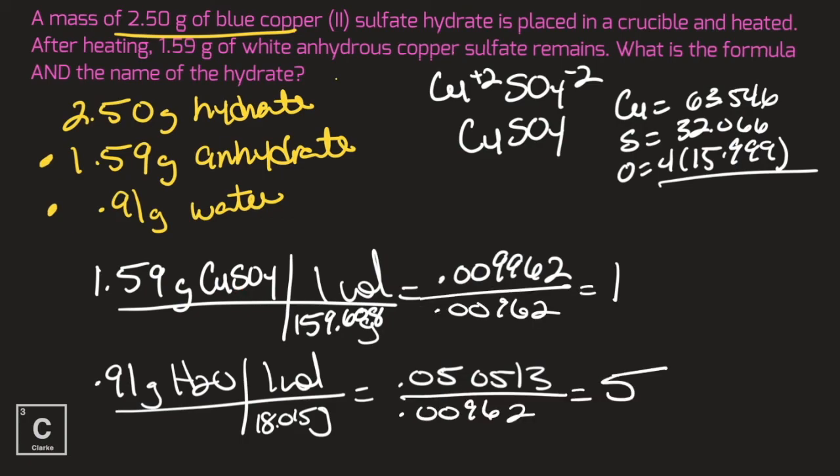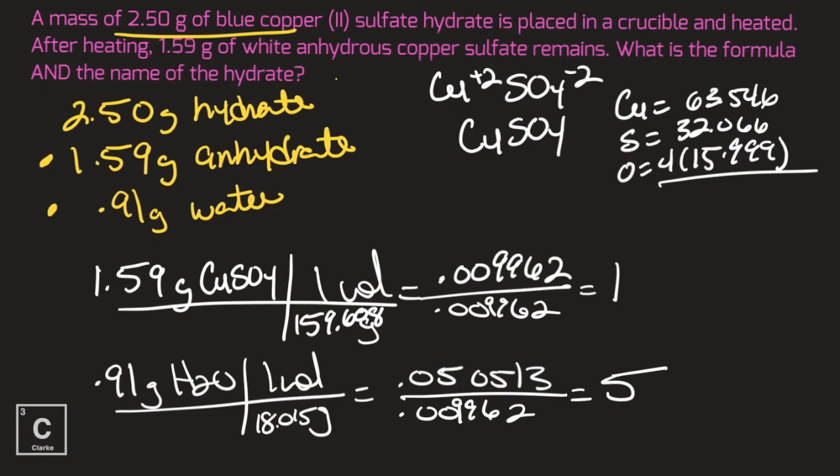Y'all, while I was putting that in a calculator, I realized I miswrote this down. It is supposed to be 0.009962, and that did make a difference in my calculation. So I definitely wanted to stop there for a second and comment on that. Okay, so we're getting our whole numbers. Now, let's talk about what to do with that, because what we do with that, that's our answer. We need to know the formula and the name.